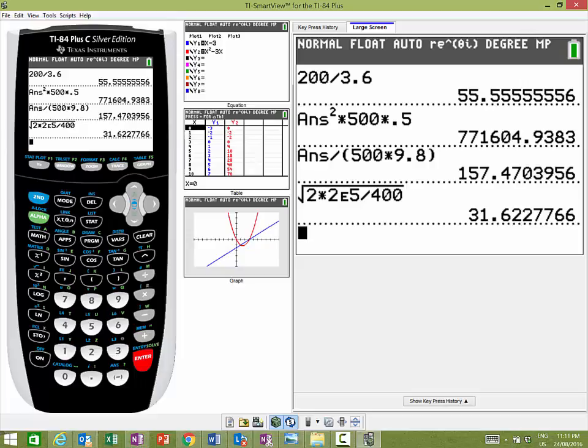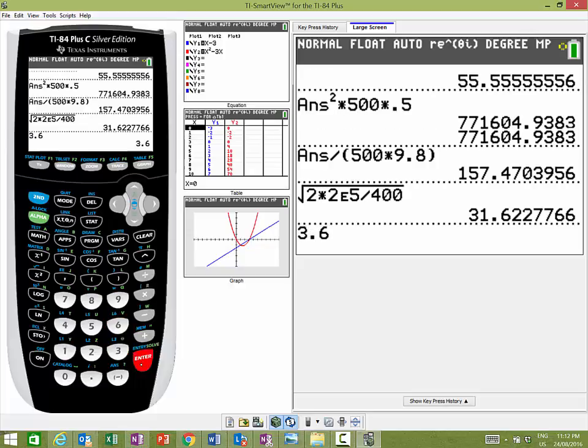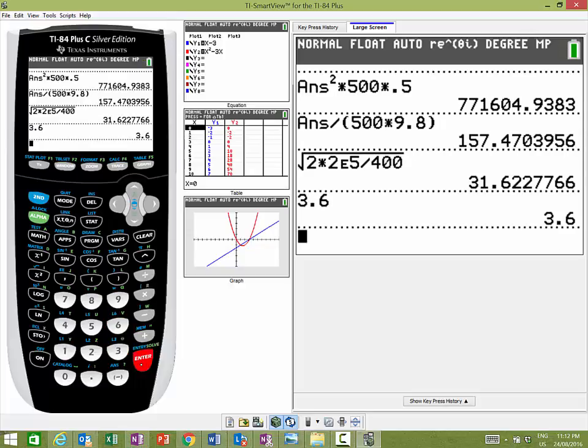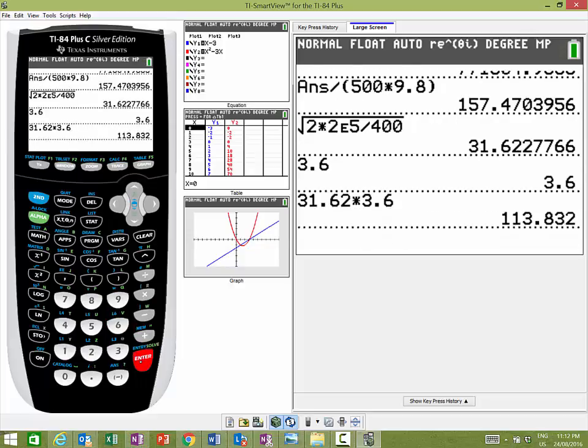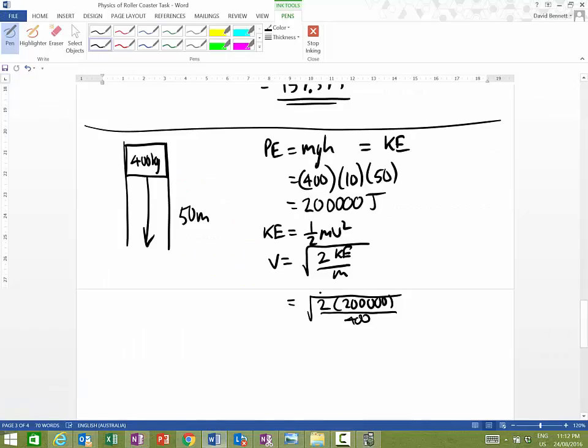31.62 metres per second. So if I then times that by 3.6, 31.62 times by 3.6, that's going to give me 113.8 metres per second. So going back to here, that's going to give me an answer of 113.86 metres per second.